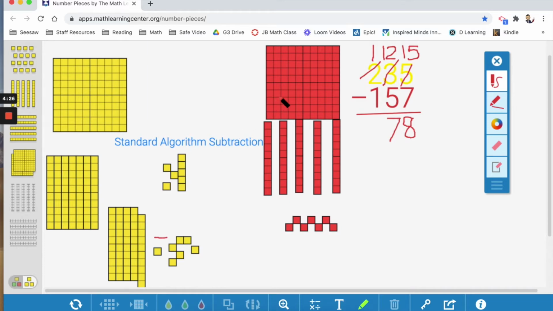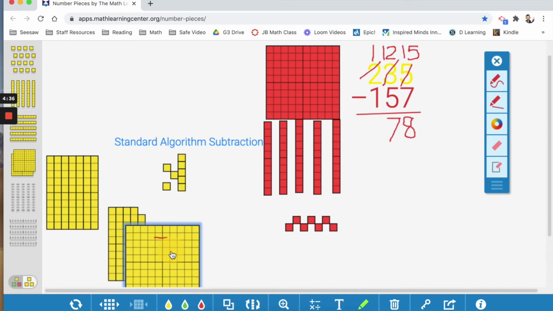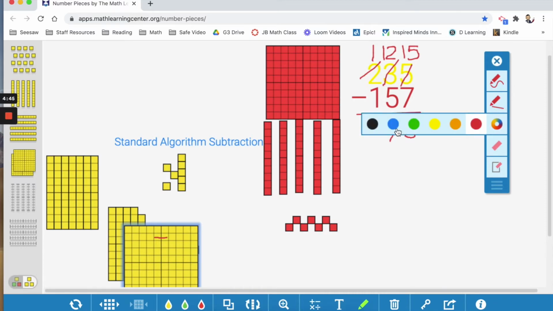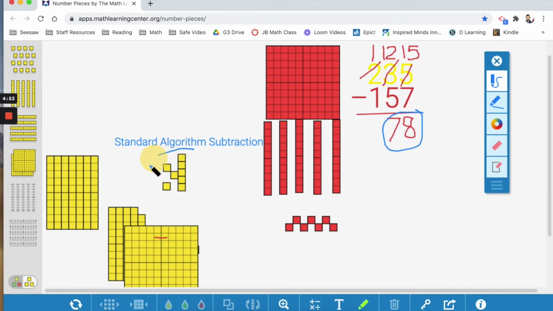Now the last thing we have is we have 100, and we're going to subtract 100. So we're just going to pull that 100 away as part of what we removed, and 100 minus 100 is 0. So our final answer is going to be 78. We can see that 78 here, and we can also see it right here. Here's the 8, and here's the 70. Because we have removed a total of 157. That's how the standard algorithm can work when you're doing 3-digit minus 3-digit.